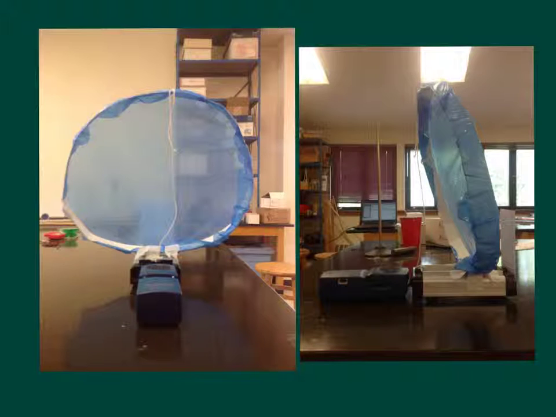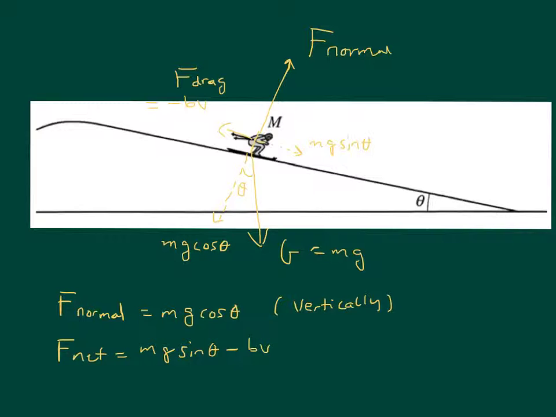This is a cart designed by one of our team members. As you can see in the photo, there's a string attached to the surface area to support the flag, the plane. And let's do a force diagram for it. So imagine the skier is a cart.